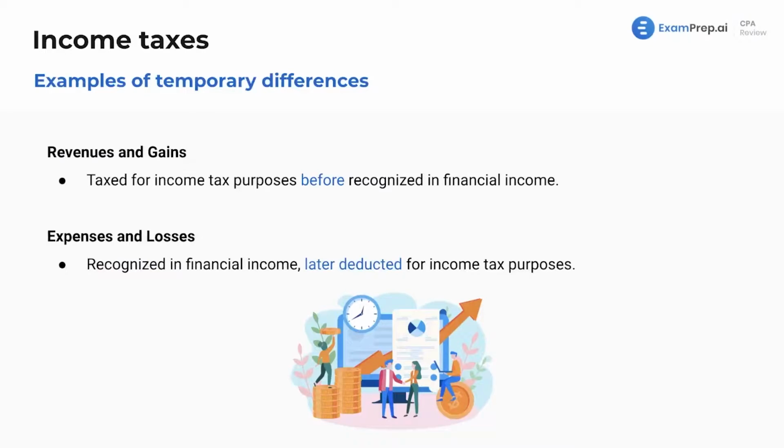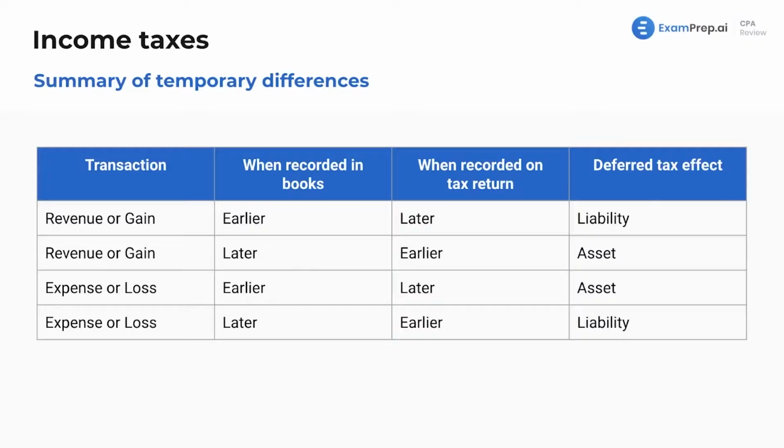So examples of temporary differences. Revenues and gains taxed for income tax purposes before being recognized in financial income. Expenses and losses recognized in financial income, later deducted for income tax purposes. We'll see lots of these examples, right? Pretty much the main temporary difference we're going to see is depreciation. All right, well, what are we going to deal with here?